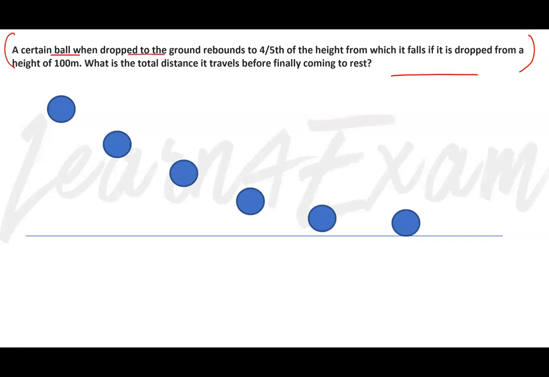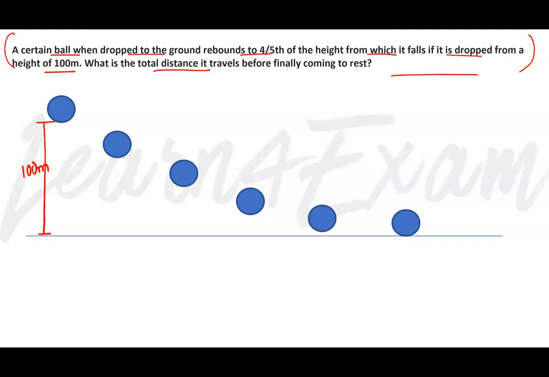A certain ball when dropped to a ground rebounds to 4/5 of the height from which it falls. If it's dropped from a height of 100 meters, what is the total distance it travels before finally coming to rest? So I've tried to show you diagrammatically. This is the initial height from which the ball is dropped, right? According to the question, this is given as 100 meters.